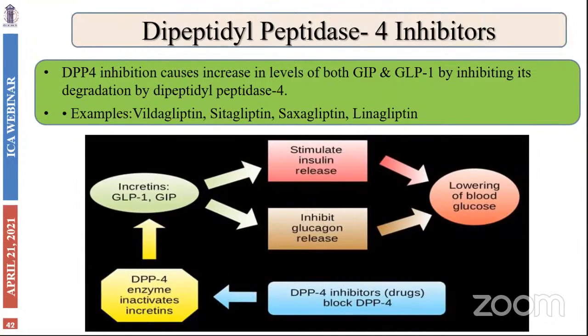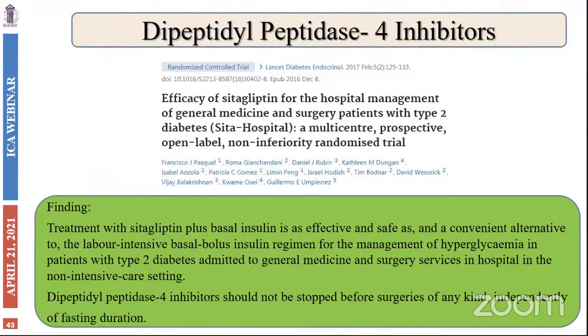These basically cause an increase in GIP and glucagon-like peptide 1 by inhibiting their degradation by DPP-4. The examples are vildagliptin, sitagliptin, saxagliptin, and linagliptin. So this is a study in Lancet, efficacy of sitagliptin for hospital management of general medicine and surgery patients with type 2 diabetes.